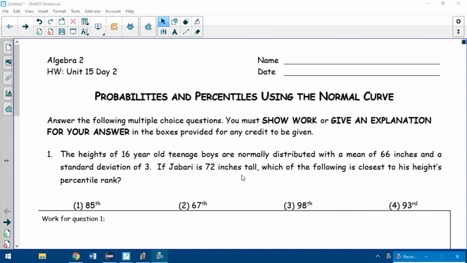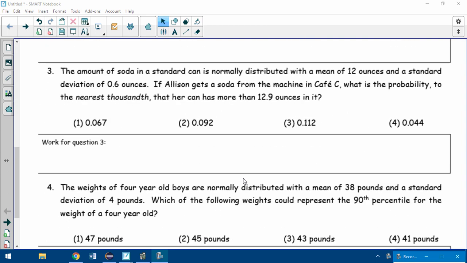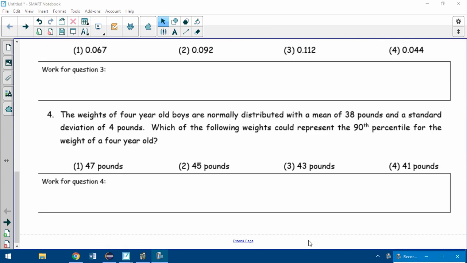A couple questions on the homework I think we should go over first. The first one is number 4, which always gives a lot of people trouble because it's kind of an annoying one. It says the weights of 4-year-old boys are normally distributed with a mean of 38 pounds and a standard deviation of 4 pounds. Which of the following weights could represent the 90th percentile of the weight of a 4-year-old?